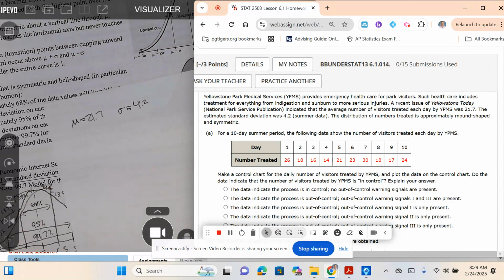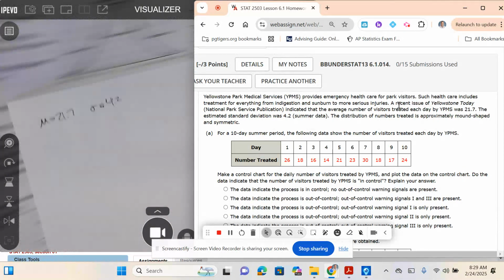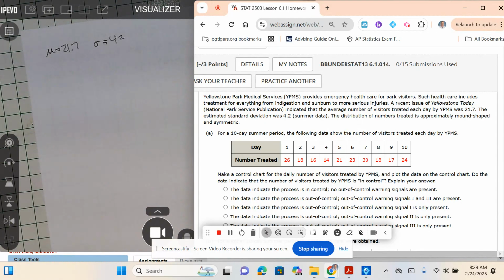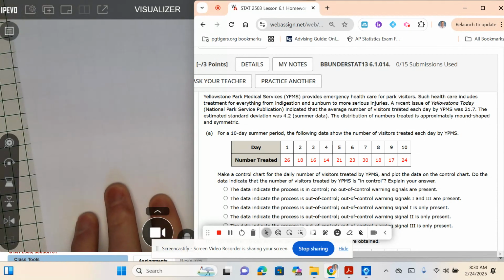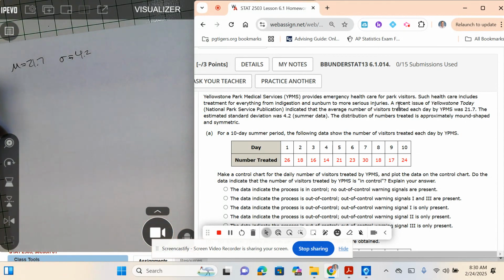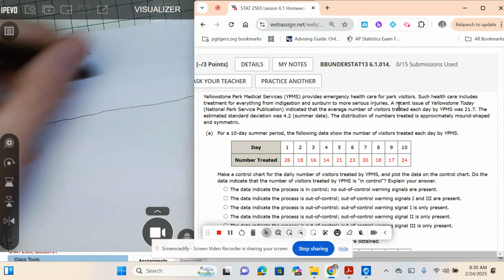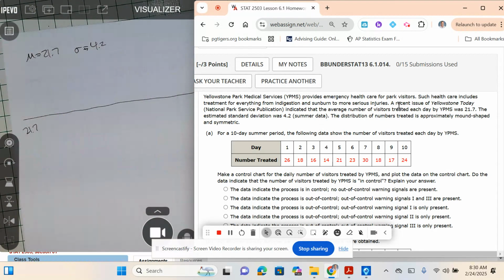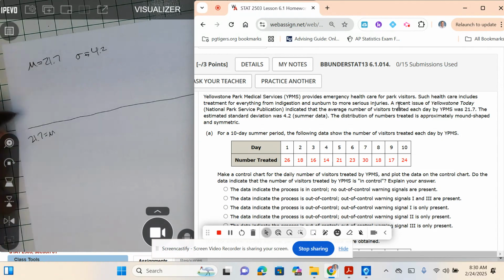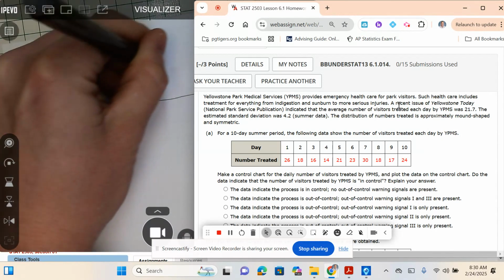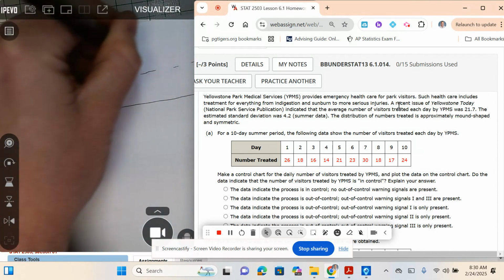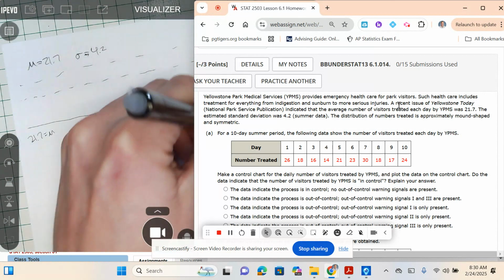For a 10-day period, the following data shows the number of people treated. So we're going to see if it's in control or not. So let's look at the notes here. I'm going to make a control chart. You could follow along with me if you want. There's ways to do this without making a control chart, but I'm going to make one. I'm going to start with the mean in the middle, which is 21.7. And I'm going to do two dashed segments above and two below.